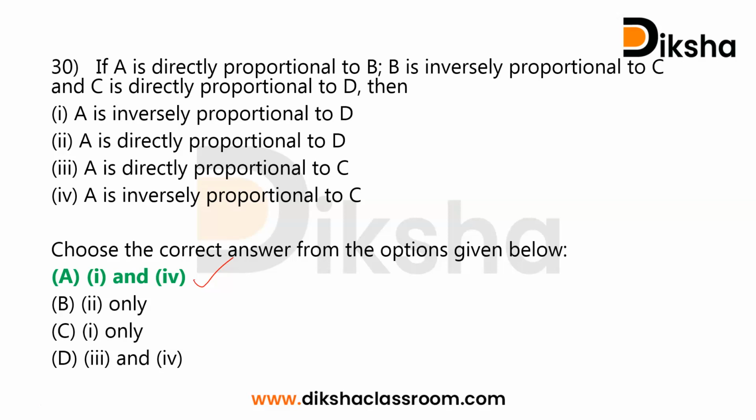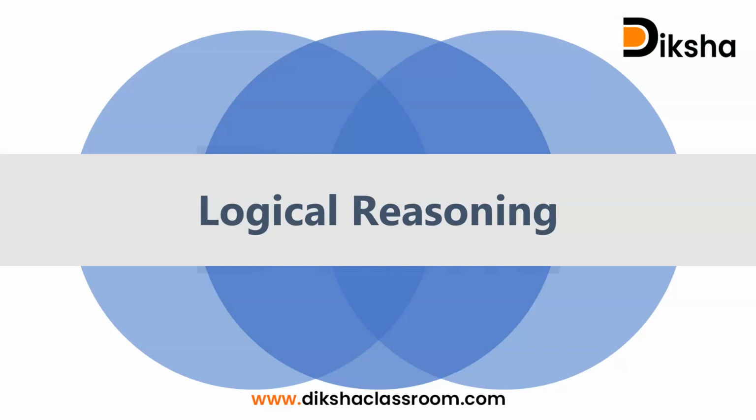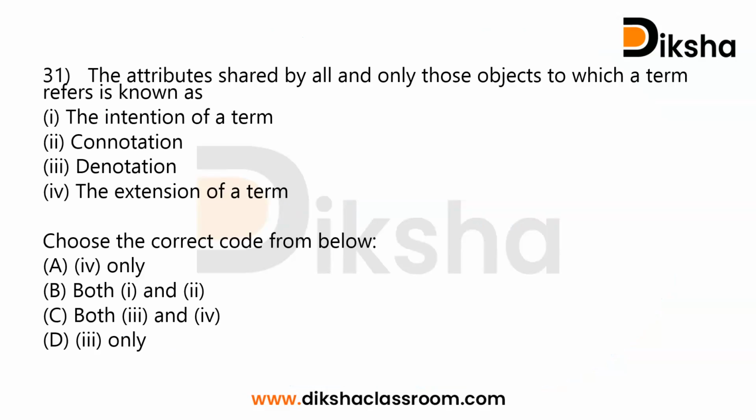So that's all the questions from mathematical reasoning and aptitude. We'll be moving to the logical reasoning questions. So we are moving to the questions from logical reasoning. The first question, the 31st one: the attributes shared by all and only those objects to which a term refers is known as. It's from the topic connotation and denotation that is stated in the logical reasoning syllabus.